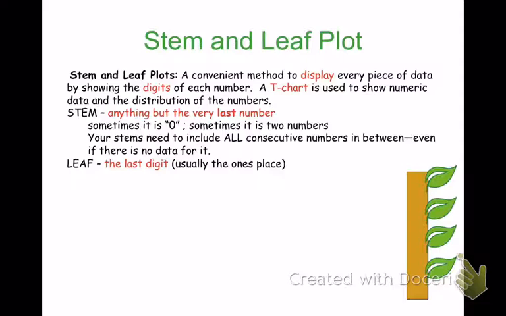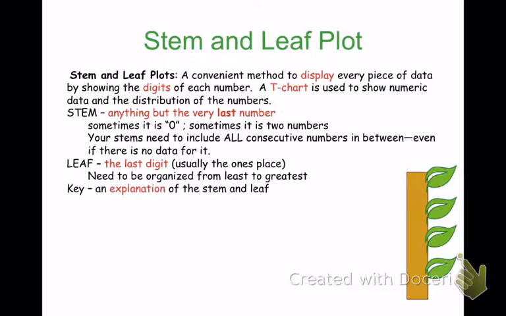The leaf, the right side, is the last digit, usually the ones place, unless you have, again, like I said earlier, decimal numbers. And they need to be organized from least to greatest. And we always want to have that key so we know what the stem and leaf together mean.